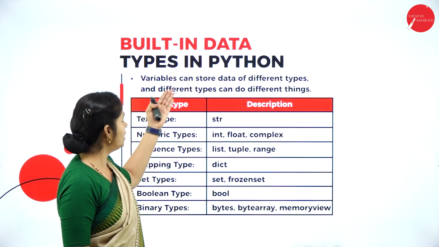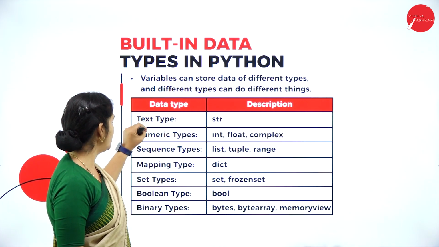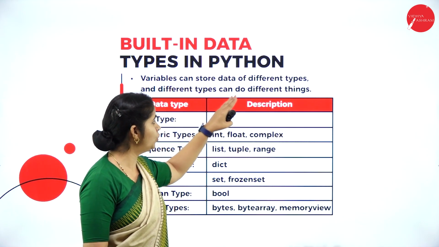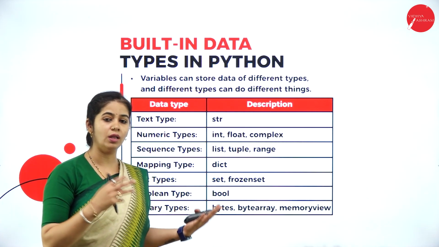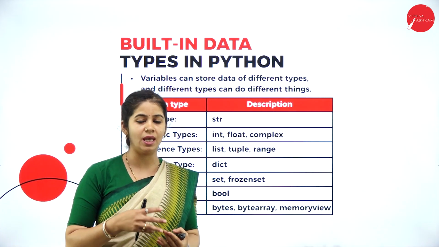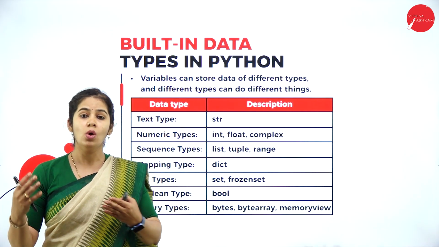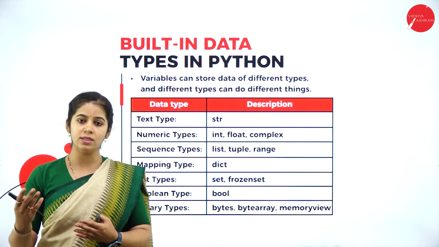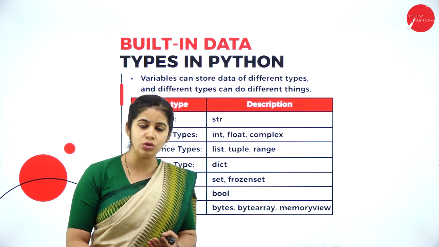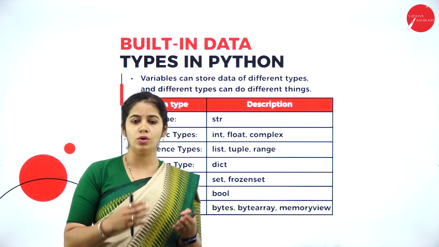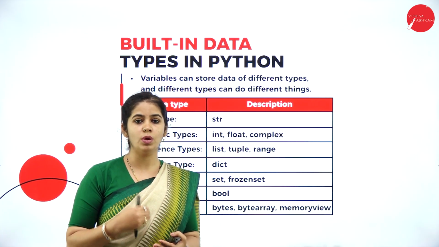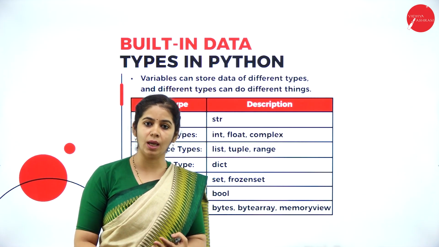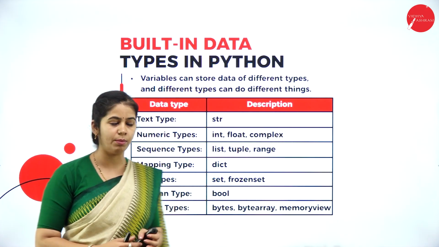The variable can store data of different types, and different types can do different things. Okay, the operations we do on integers, the same operations we cannot do on strings. The operations we do on characters cannot be carried out with integers, right? Different data types will do different tasks. That's why it is important to know how many data types there are in the Python programming language.